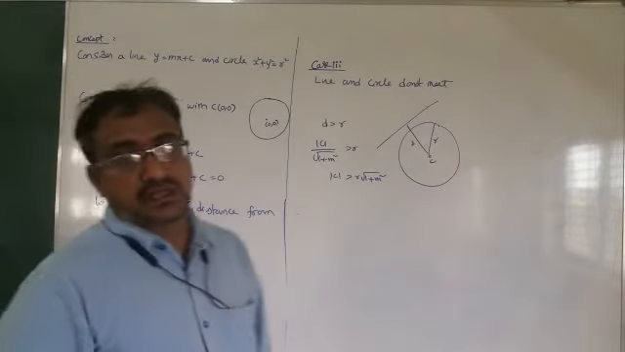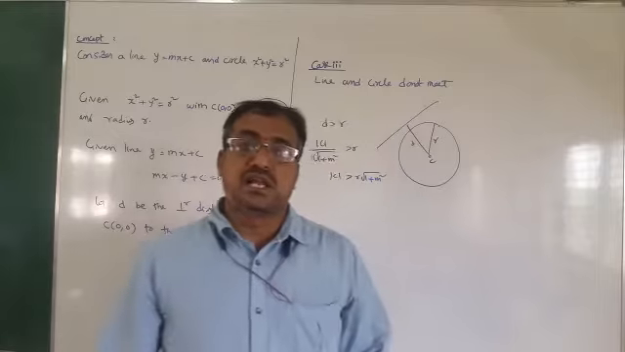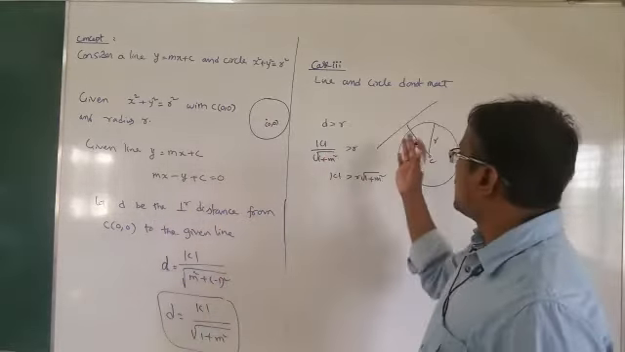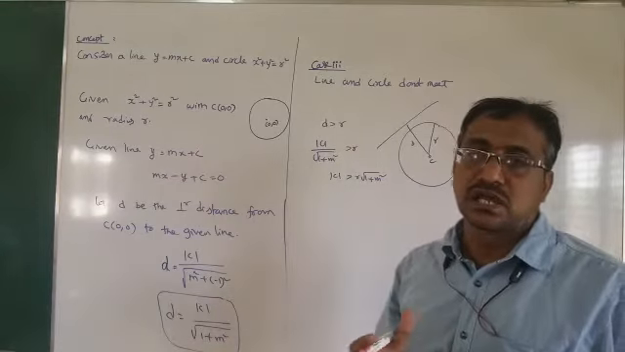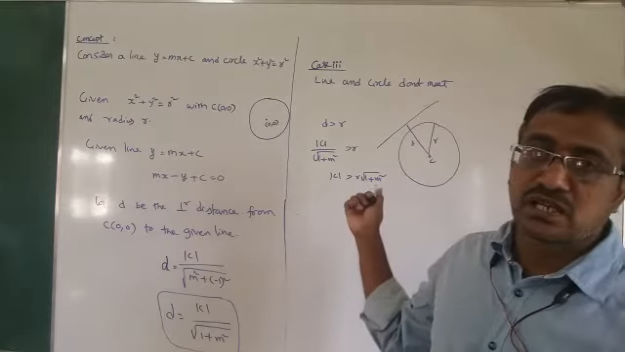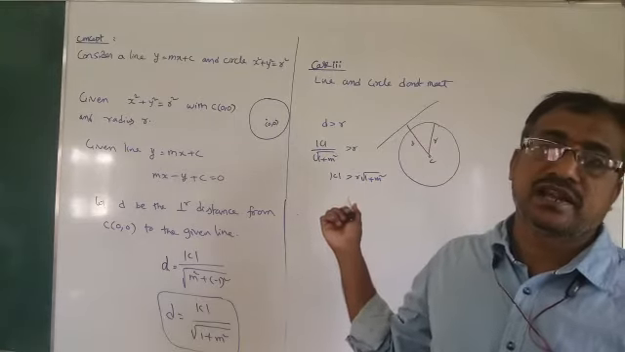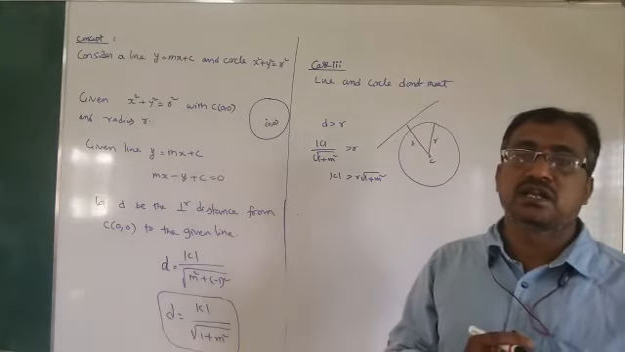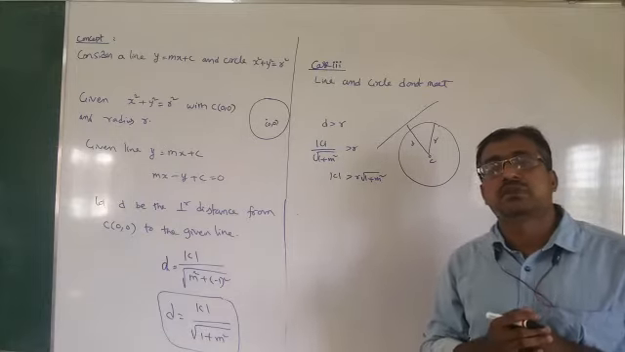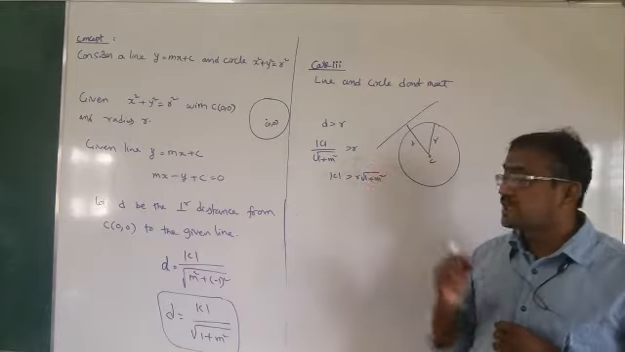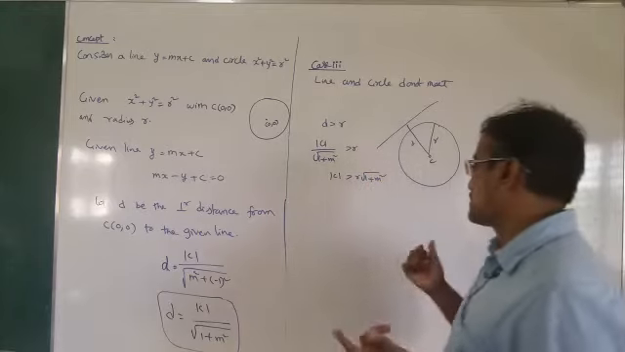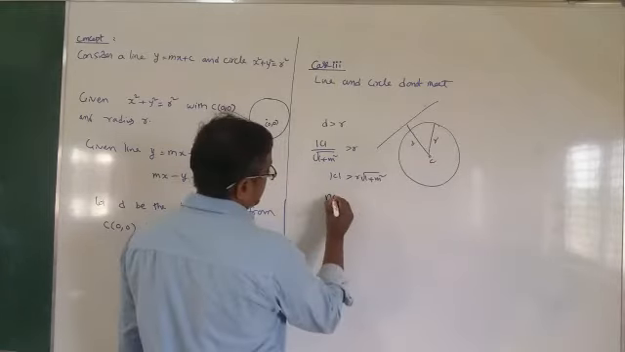Now case 3, suppose that the line and circle do not meet. They look like this. Line neither touches the circle nor intersects the circle. In this case, clearly you can see perpendicular distance is greater than radius, so d greater than r, where d is given by mod c by root of 1 plus m square is greater than r, so mod c greater than r root 1 plus m square. In this case, nothing can be said.